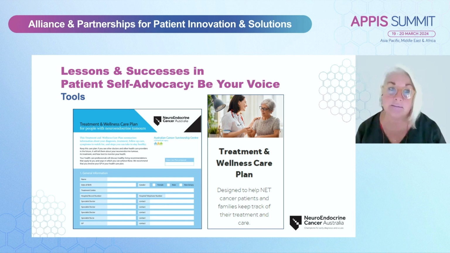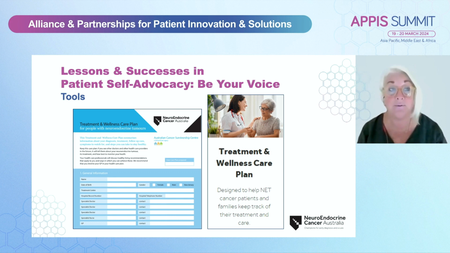So there's tools. I'll just briefly touch on this, the treatment and wellness care plan, which is comprehensive, and it's for the patient to record all the information that's happening with them with their cancer. So if they go to a hospital or another clinic, there's a streamlining of the information. Most of the hospitals in Australia don't have the same medical record. So having this, it's much easier for the patients to have access and for the doctors to know what's going on.